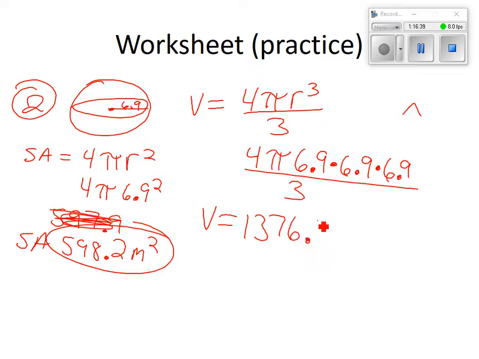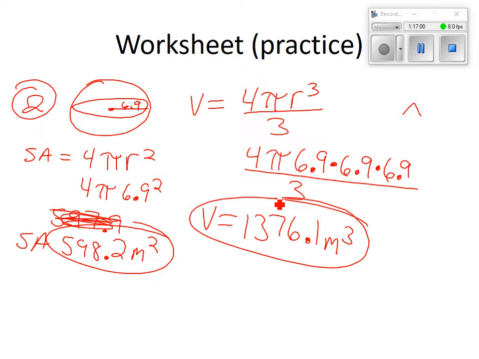1,376.1. Yep. Everybody agree with that? Units? Meters cubed. Make sure you don't forget to divide by 3. If you forget to divide by 3, is it going to give you the wrong answer? Yeah. All right, now pick me a different one.